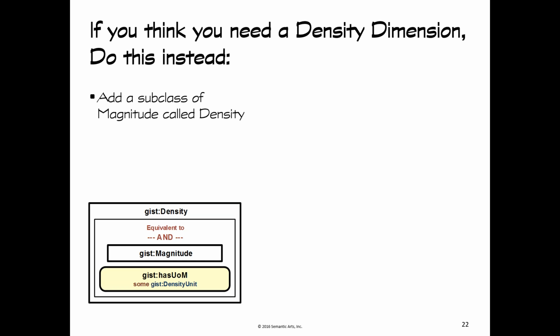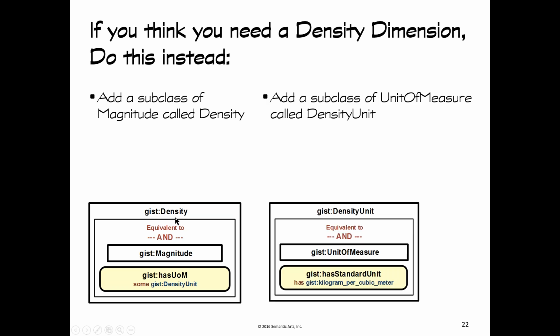You just add a subclass of magnitude called density. Okay, so it's a magnitude that has a unit of measure, some density unit, right? So that's that. Well, now you have to create that because we don't have density units there. We're going to build this up. So it's a unit of measure that has a standard unit of what? So now you have to do a little bit of thought. You have to say, well, it's density, so that's weight per volume, and then you have to go look at the base units. So in this case, it turns out that's kilogram per cubic meter. Meter is the base unit for distance. So now we have kilogram per cubic meter is the density unit.